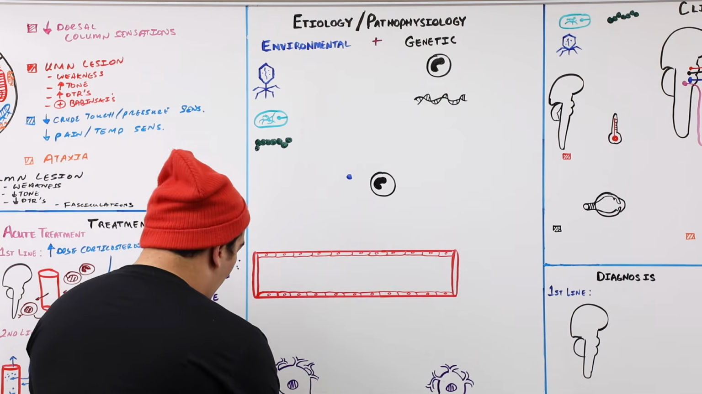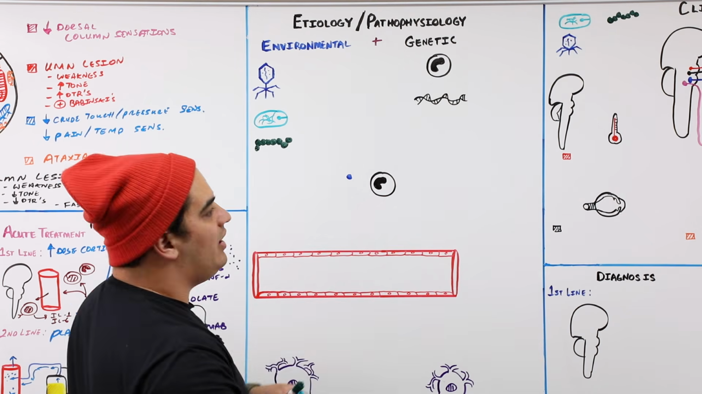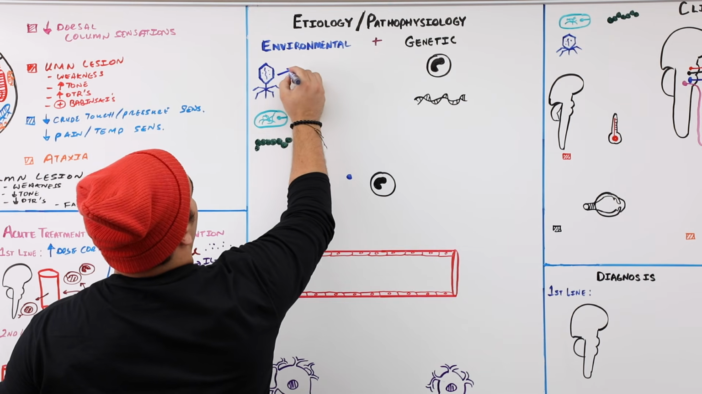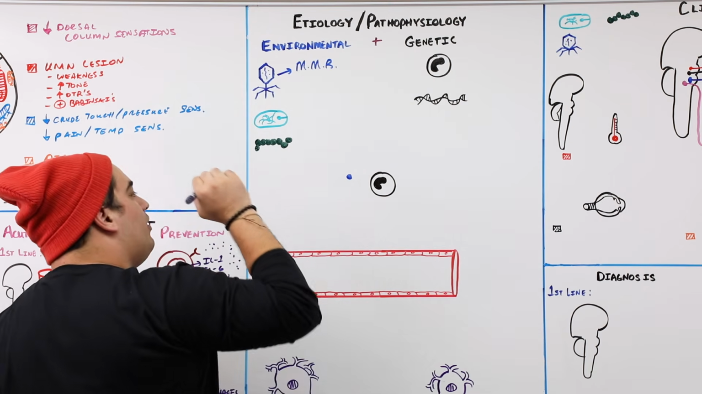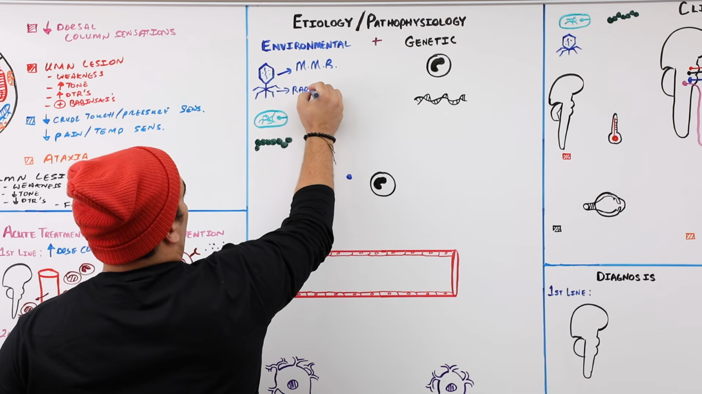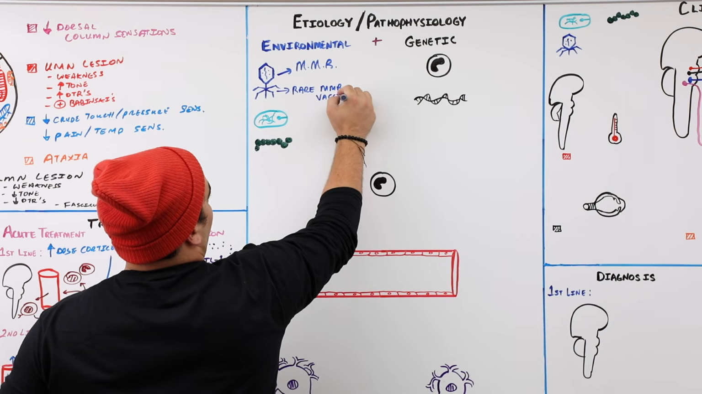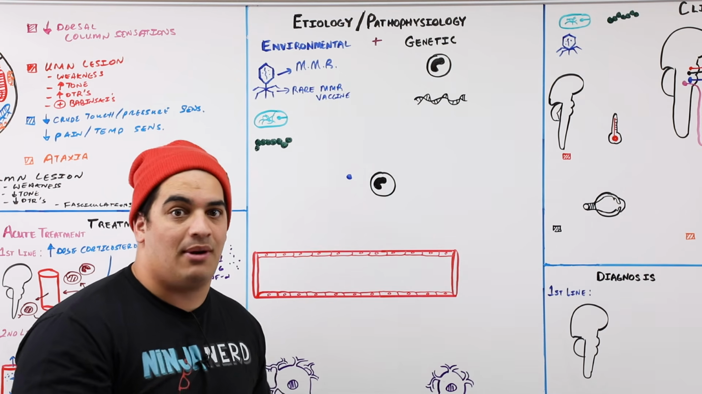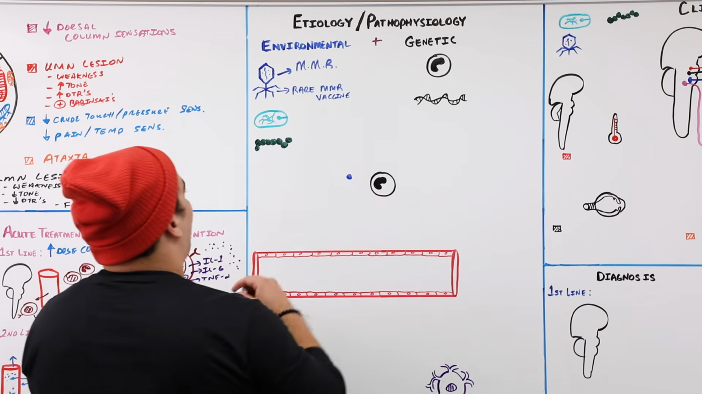So what are the environmental factors to this autoimmune disease? It tends to be viral infections. There are two particular things. One is an infection related to measles, mumps, and rubella. On the very rare occasion, and I'm going to write that down, it could be from the MMR vaccine. So either measles, mumps, rubella, or the vaccine against them could be a potential etiological factor.